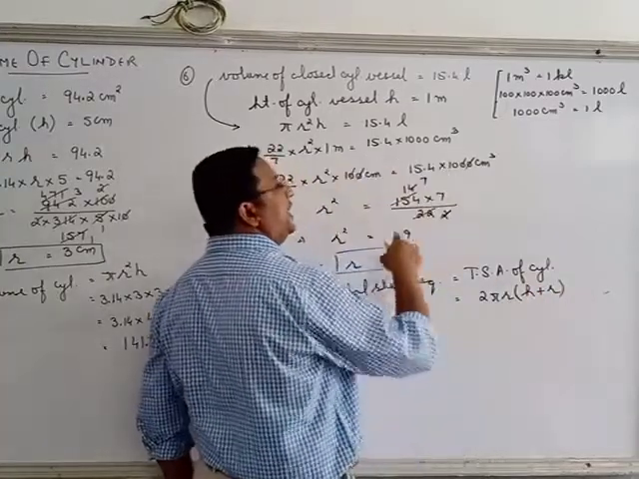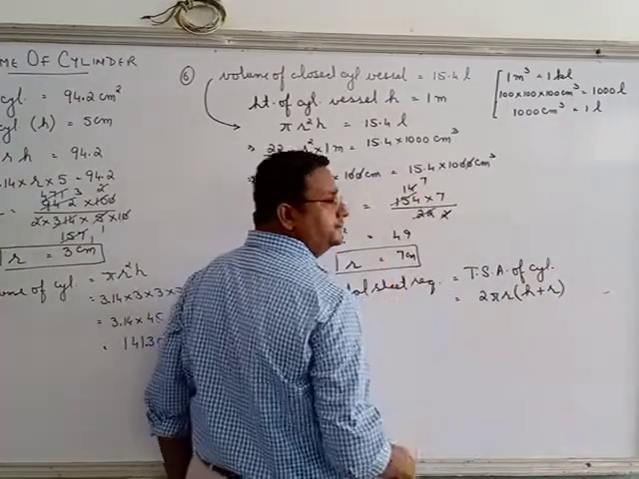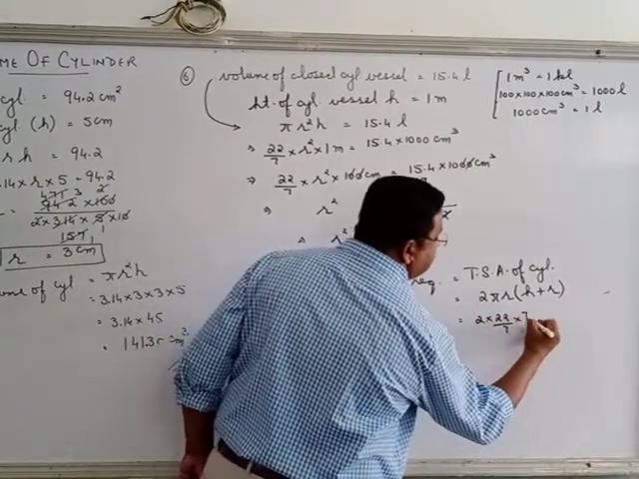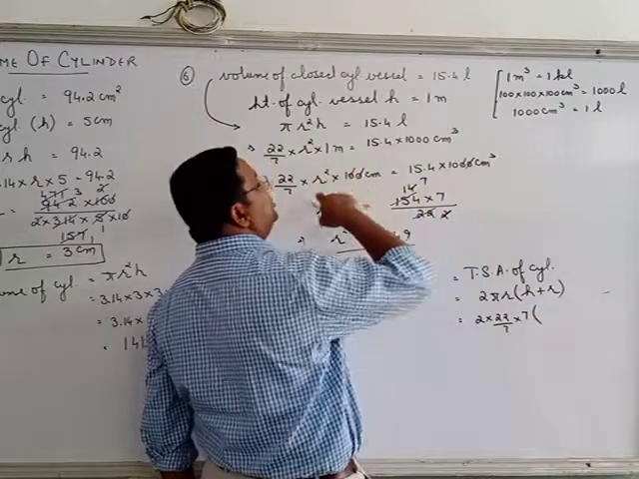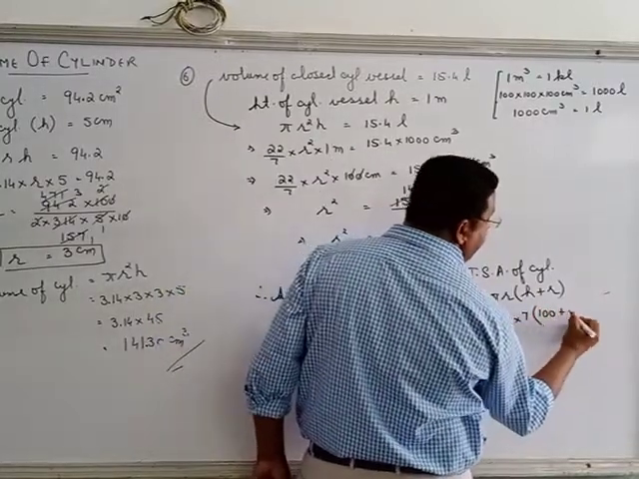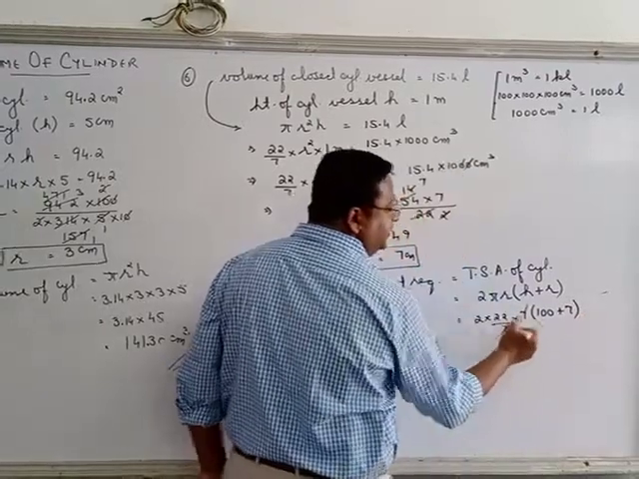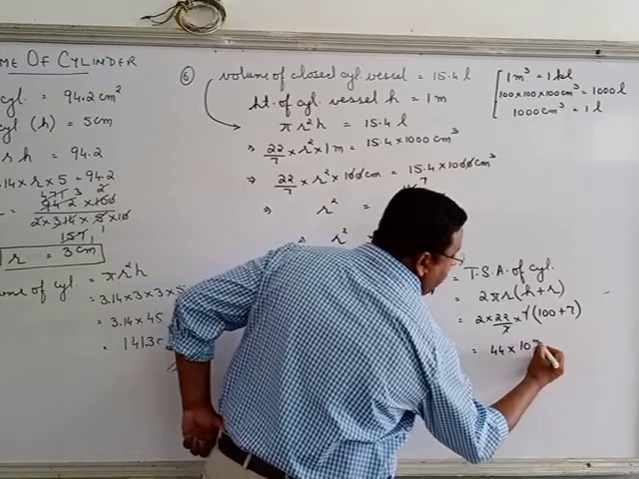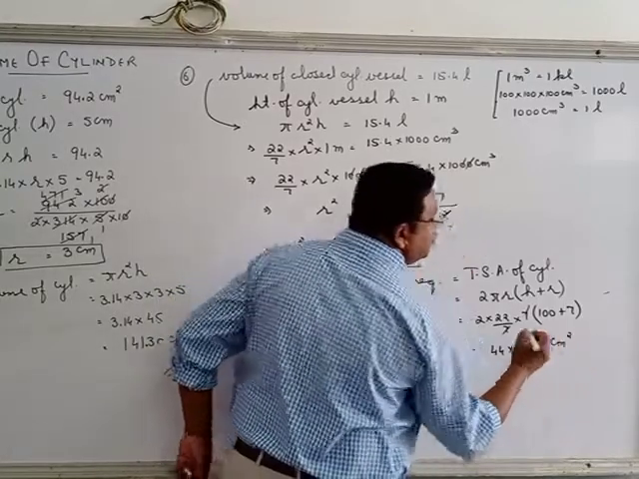Do we have h and r? Substitute. 2 into pi, 22 upon 7, r is 7, h is 100 centimeter, because this is also in centimeter. 100 plus 7. 7, 7 cancel. 22 2s are 44 into 107 centimeter square.